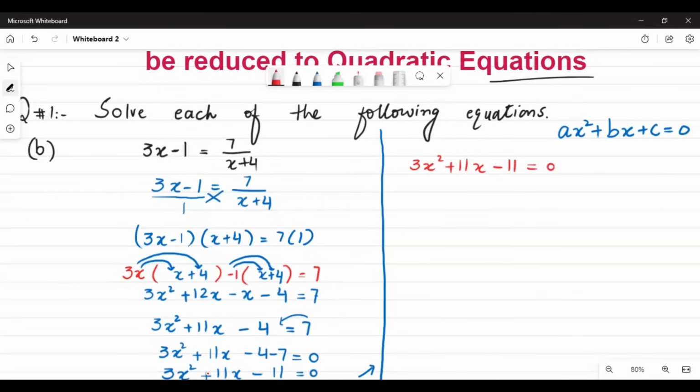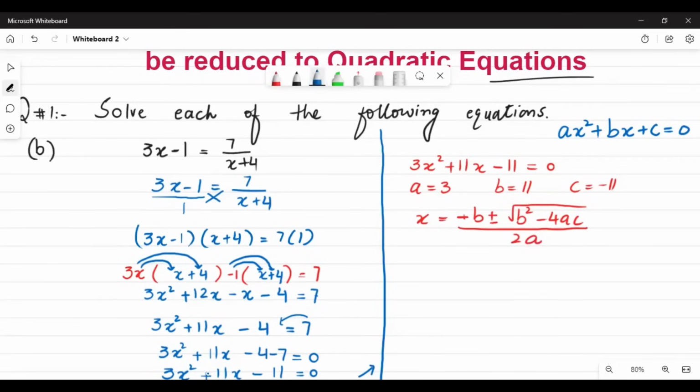I'm going to solve this quadratic equation by using the quadratic formula, as that is the easier and simpler way. Here you can identify a is the coefficient of x square, which is 3 over here. b is the coefficient of x, which is positive 11, and c is a constant, which is negative 11 here. Write down the quadratic formula, which is x is equal to minus b plus minus the square root of b square minus 4ac, divided by 2a.